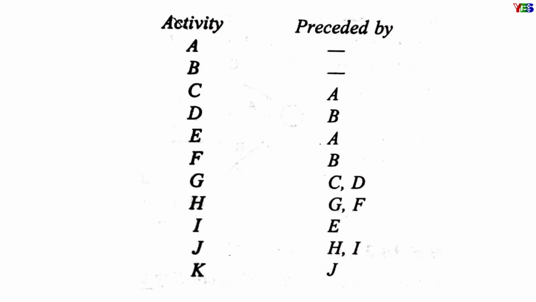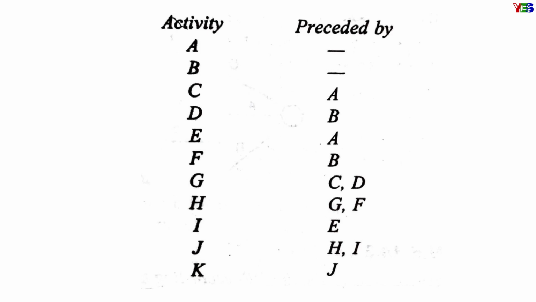But activity C will start after the completion of activity A, and activity D will start after the completion of activity B as per the table, and so on for the next activities. Here one thing you can notice, there are two activities before G, C and D. That means after completion of both C and D, activity G will start, and similarly after completion of activity G and F, activity H will start.